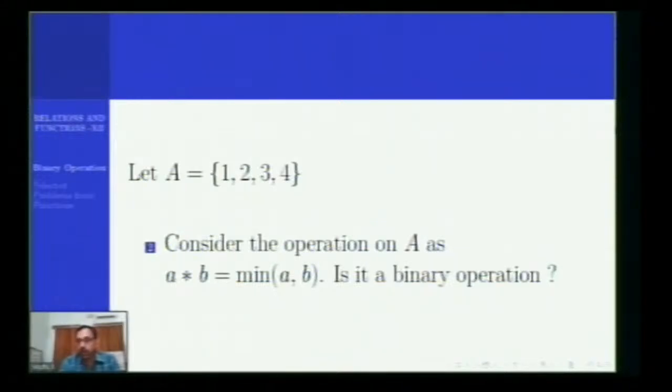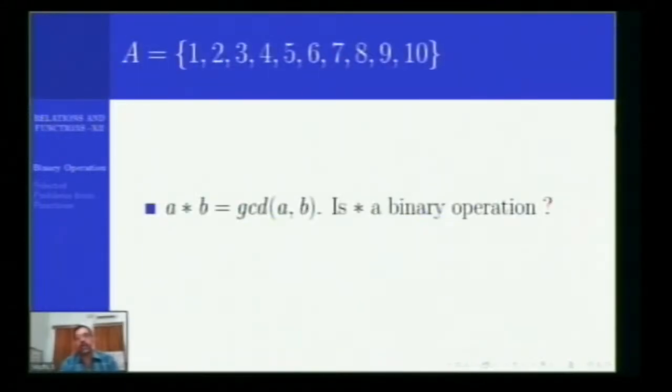Okay. Now, one more question along the same line. You have a little bigger set, A equal to 1, 2, 3, 4, 5, 6, 7, 8, 9, 10. Now, what I am asking is: A star B is equal to the greatest common divisor of A and B. Is it a binary operation? To make it a binary operation, you take two elements randomly and check whether their GCD, sometimes called HCF, highest common factor, is again in capital A. It should happen for every pair you choose.